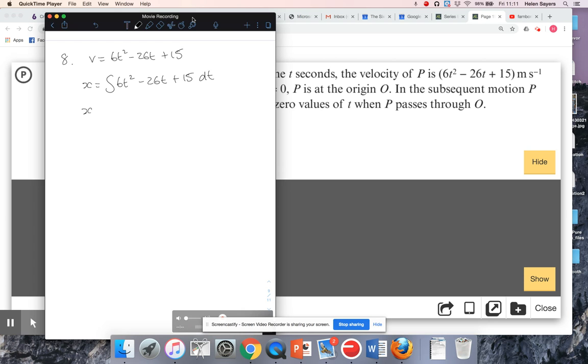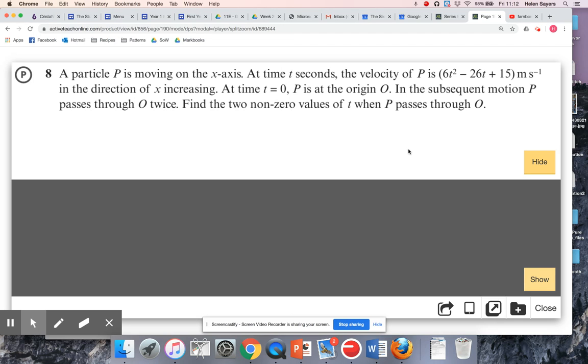Okay, so I'm going to increase that to a power of 3, and then I'm going to divide by 3, which will make the coefficient 2. I'm going to increase that to a power of 2 and then divide by 2 to get a coefficient of 13. 15 is going to integrate to 15t, and I've got a plus c. And even though you've done a few of these questions now, you'll probably realise that c is going to be 0. You still need to refer to it in your working.